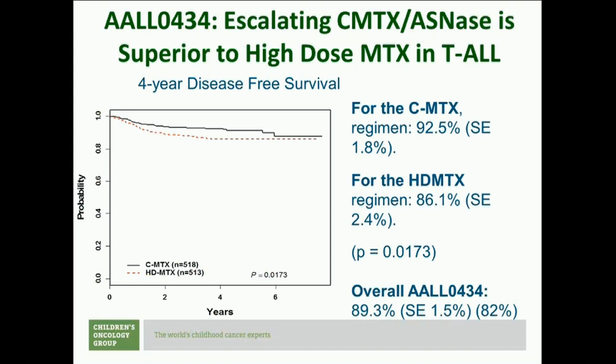So if you look at the four-year disease-free survival, for the Capizzi methotrexate, it was 92.5%. For the high-dose methotrexate, 86%. For an overall event-free survival of 89%, the highest that's ever been seen in T-cell disease, particularly for those patients who have intermediate or high-risk disease using chemotherapy alone.